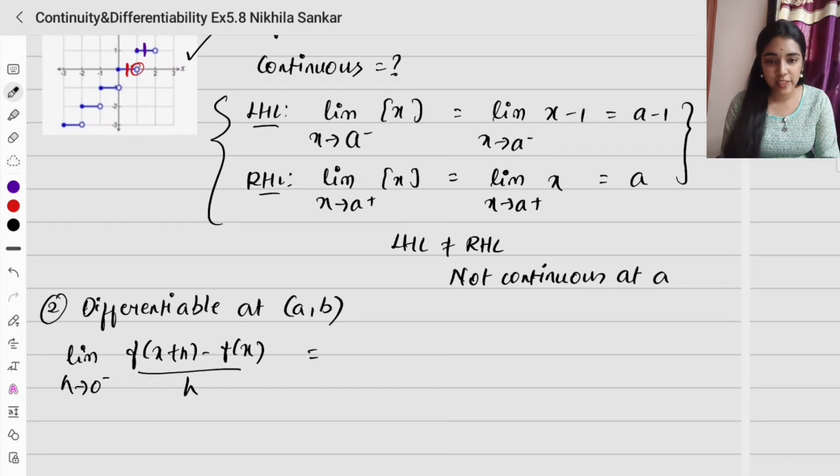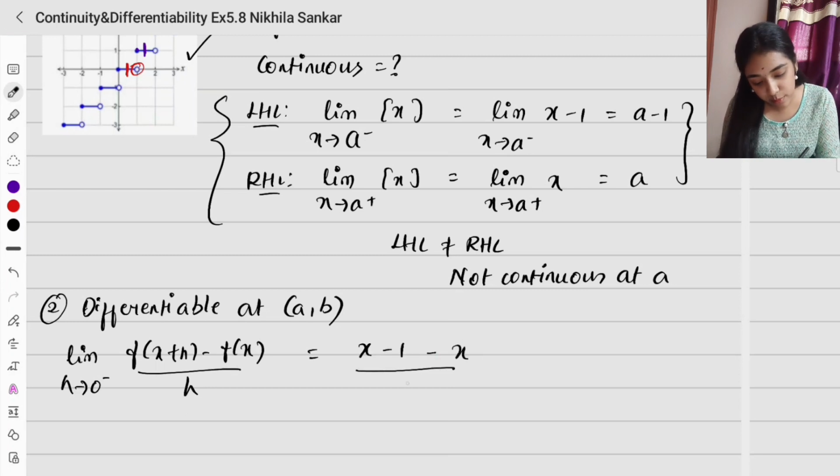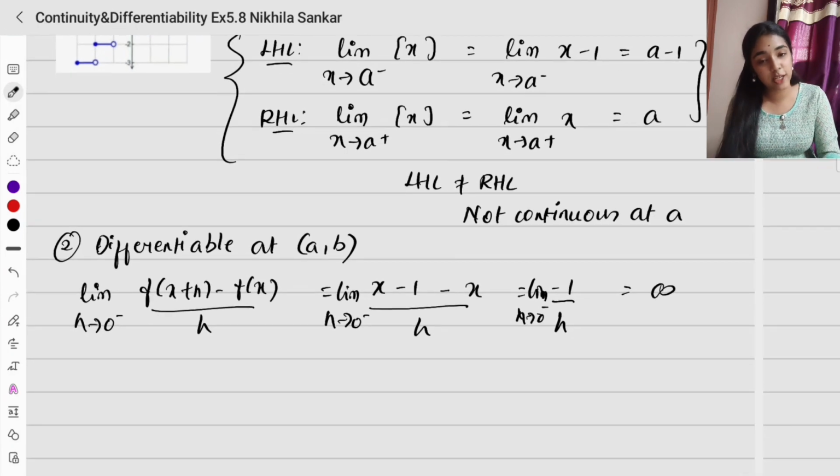Okay. So f of x plus h, it is going to take the value of x minus 1, minus f of x, x divided by h. So what will I have? -1 divided by h inside the limit. Don't forget the limit. H tends to 0. Limit h tends to 0 minus. So this is going to give me a value of infinity.